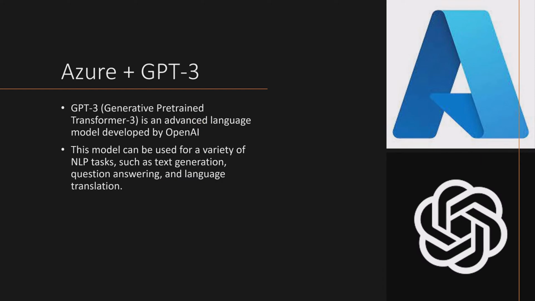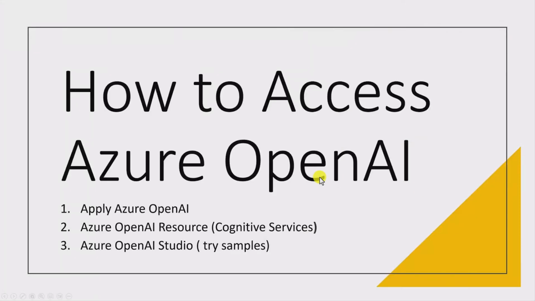So how to access this Azure GPT-3? First, you have to apply for the license to access Azure OpenAI in the Azure portal. Once you fill the form, it will take a couple of days or maximum 10 days. You can get the access rights based on your scenario. Once your license is approved, you have to go to Azure Cognitive Service. Under that, you have to select OpenAI to create the resource.